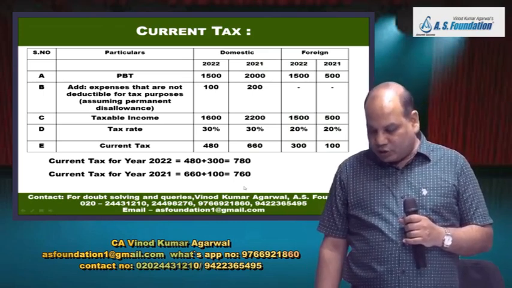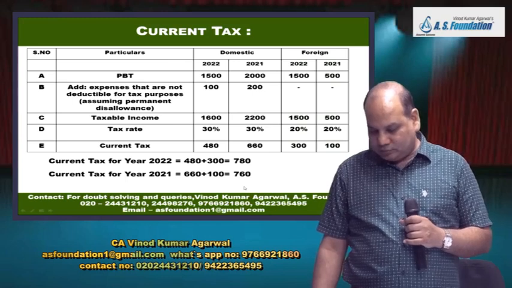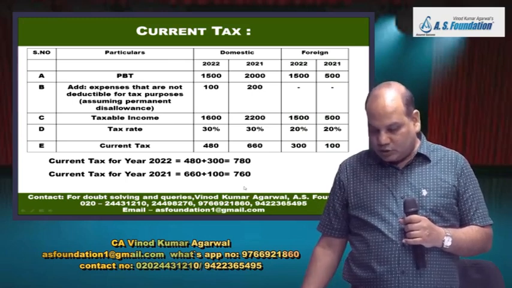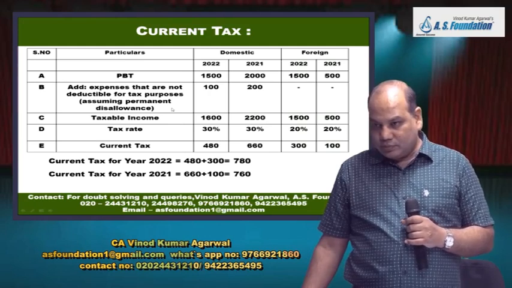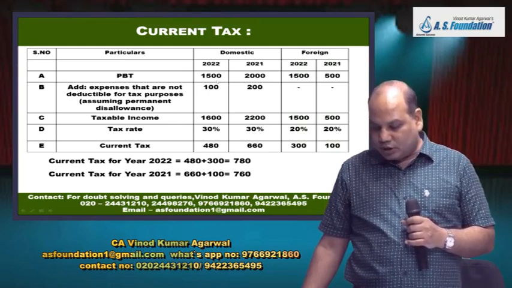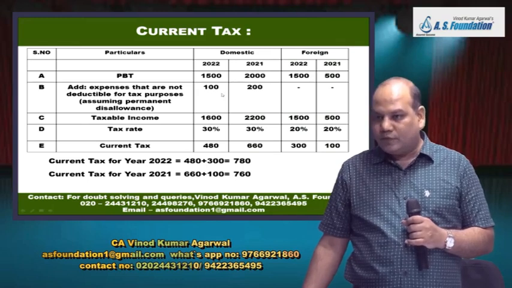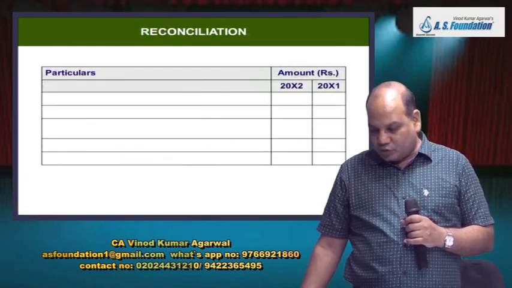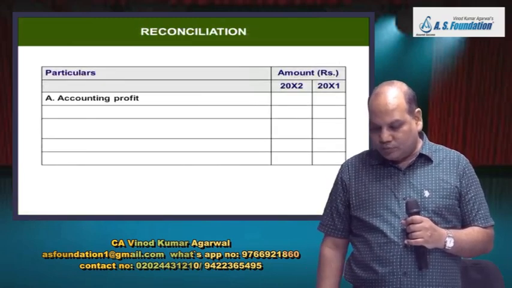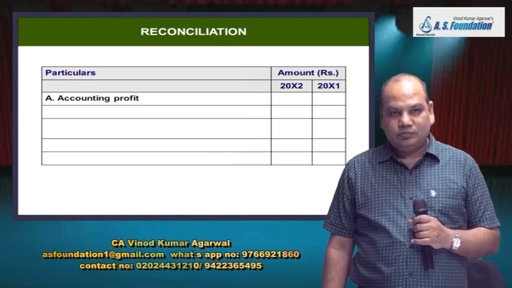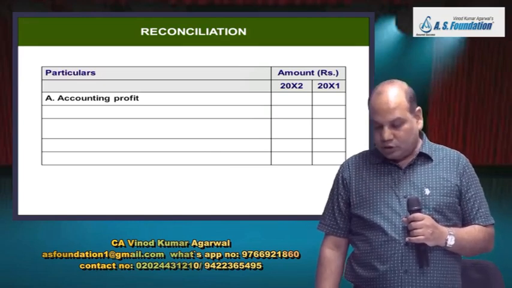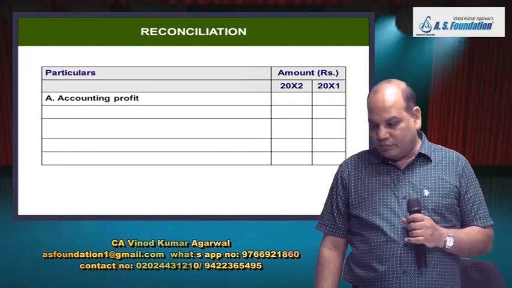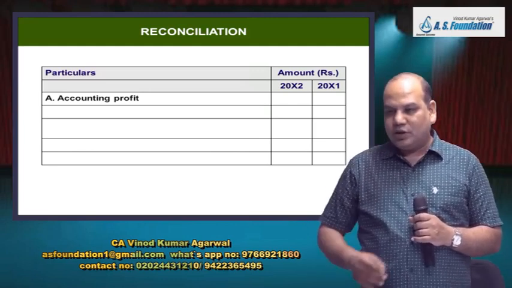Okay. What about deferred tax? Again, this is a permanent disallowance. So its tax base will be equal to carrying amount. No difference for permanent disallowance. So in this example also, deferred tax is 0. Now write down reconciliation. 2022, 2021.